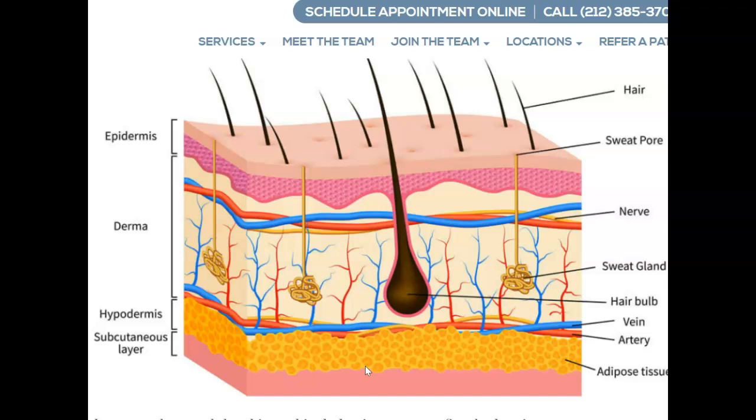Then we get down into the subcutaneous tissue, and that's mainly fat, providing protection and insulation, and it's a reservoir of calories, right? So that's a good review of what the skin is composed of in those different layers: epidermis, dermis, and subcutaneous tissue.